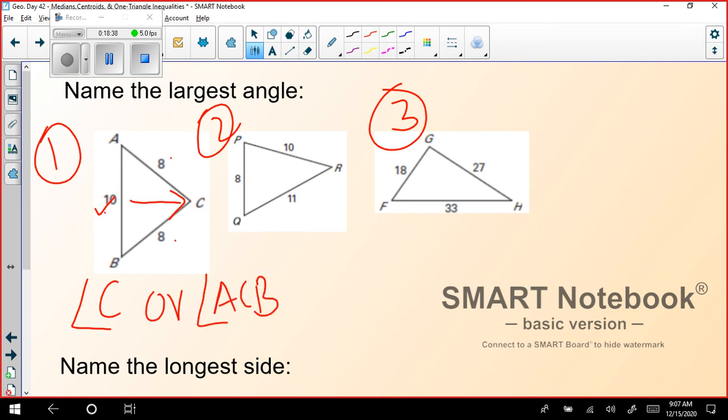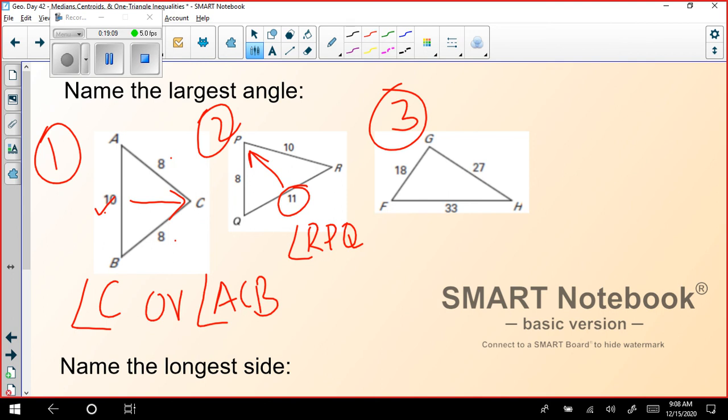Okay, I'll give you 20 to 30 seconds. List the largest angle for 2 and 3. Okay. On the second one, the largest side is 11, and the angle opposite to that is this particular P. So it is going to be angle RPQ, or just P if you have written, or QPR. Angle RPQ or QPR or angle P.